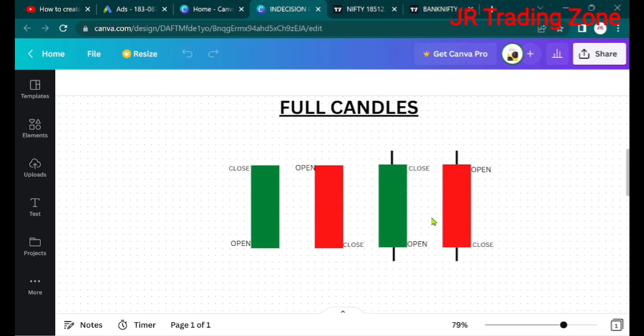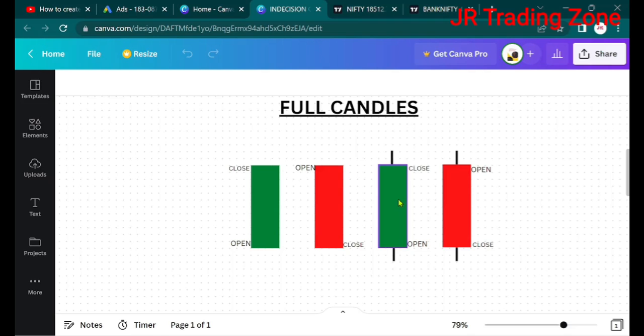Here slightly small wicks are appearing on the top and bottom. We don't give importance to wicks in this candle. Therefore, our first candle setup is full candles. What do we mean by full candles? Full candles means a full confirmation, whether it is bullish or bearish.